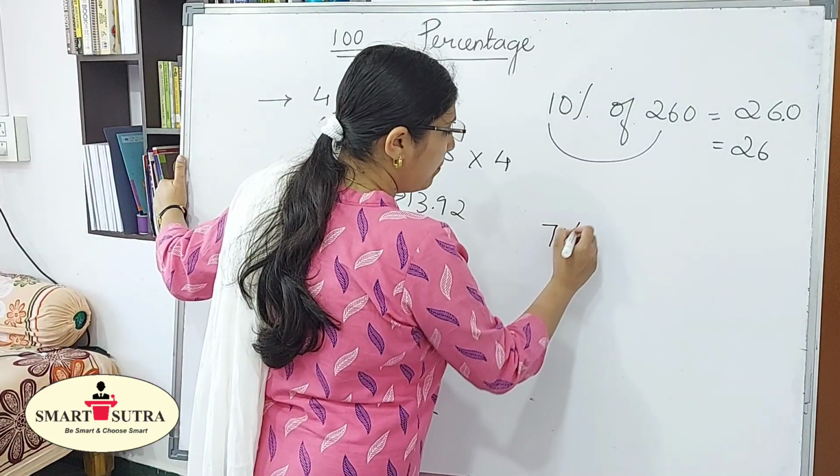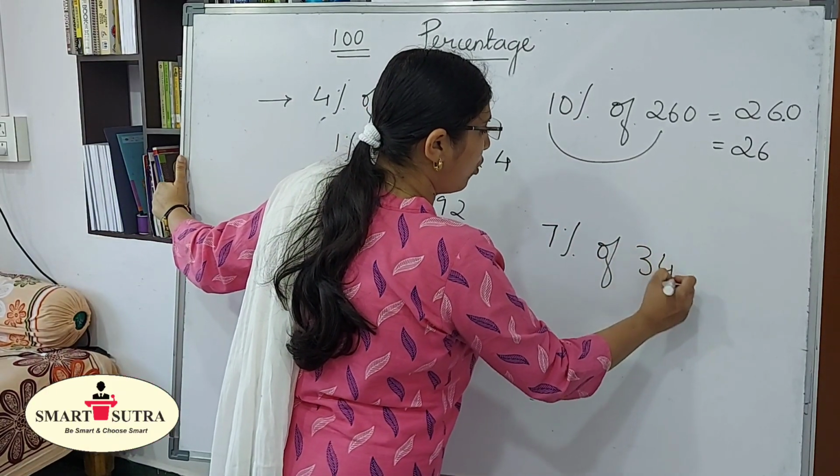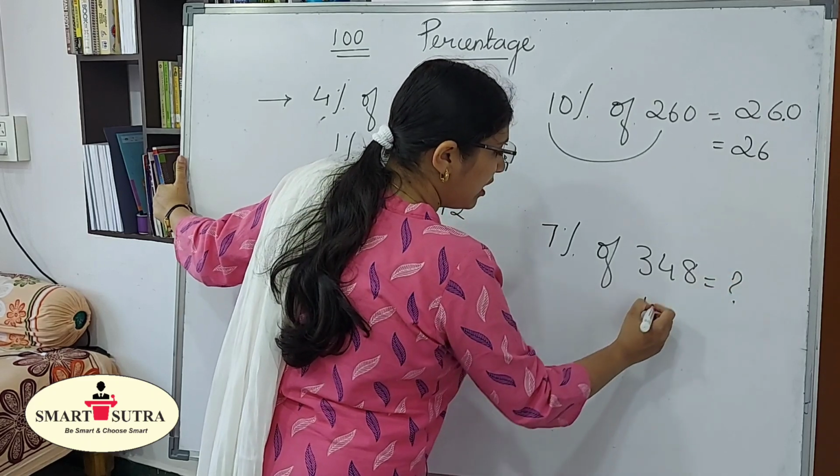So, what is 7% of 348? Try this for homework.